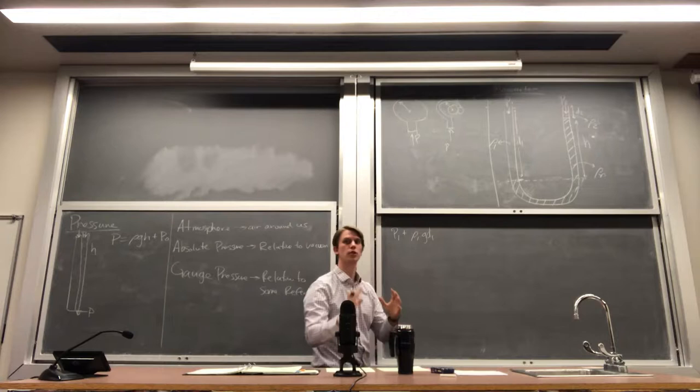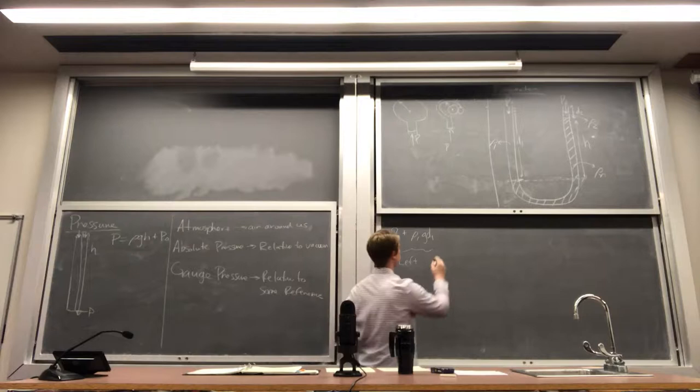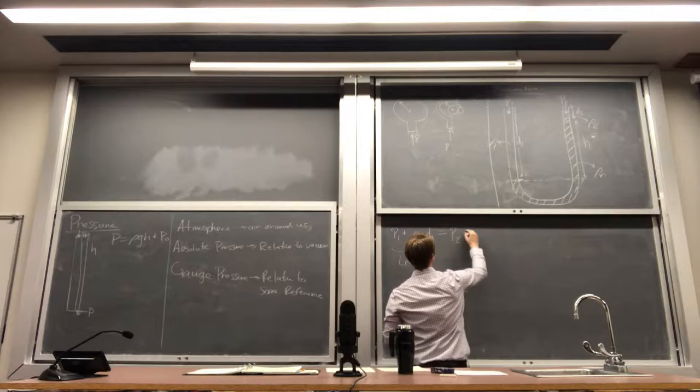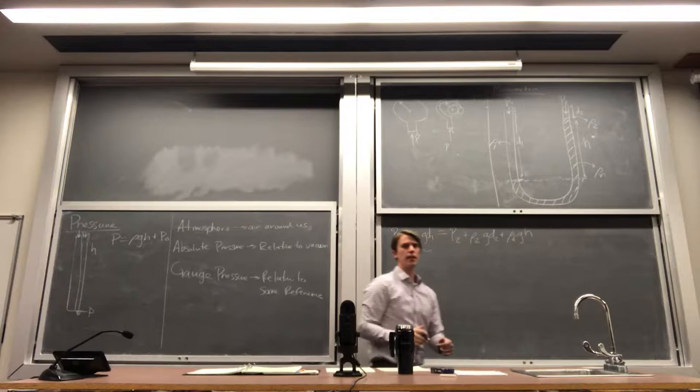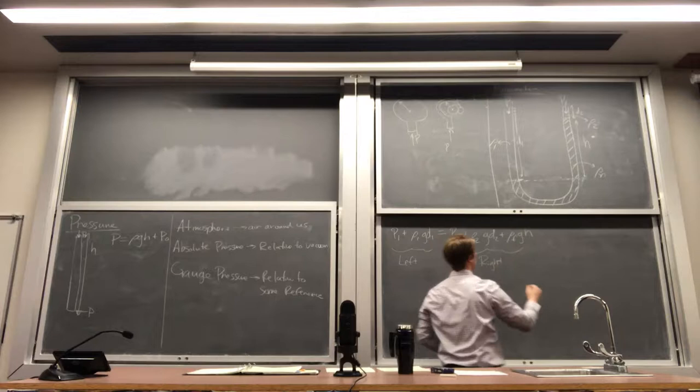at the dashed line. This is equal to the pressure being pushed down on the right-hand side. We have P2 plus the contribution from fluid 2, plus the contribution from the working fluid F, the density of F, G, and H. This is the right-hand side, and we call this the general manometer equation.